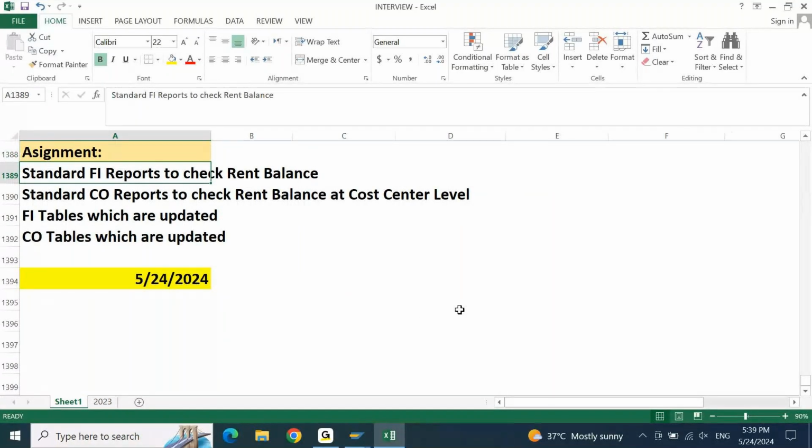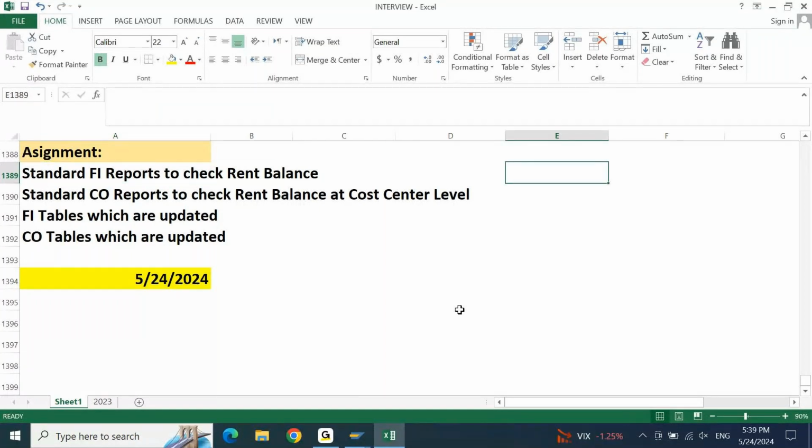Now, anybody figured out these points? Standard FI reports to check the rent balance. What are the reports that you can check rent balance? Anybody? What kind of reports you can verify? What reports can we use to check rent account balance?